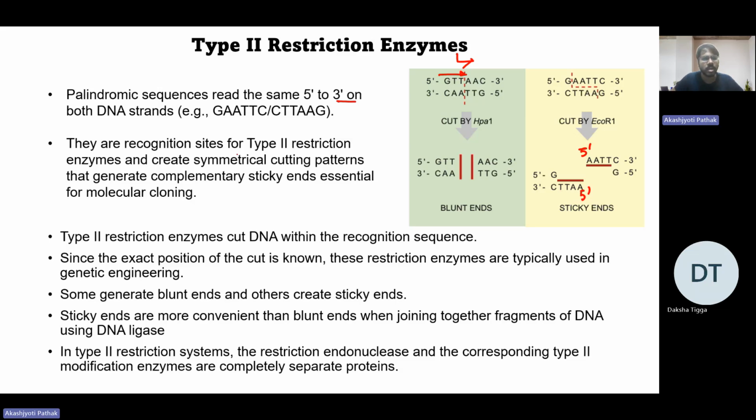Now the type 2 restriction enzymes cut DNA within the recognition sequence. Since the exact position of the cut is known, these restriction enzymes are typically used in genetic engineering because we know exactly.